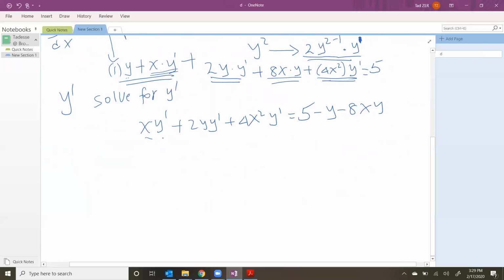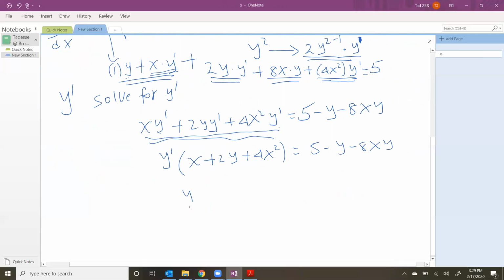Okay, good. Now I'll factor y prime because my objective is to solve for y prime. So it will be x plus 2y plus 4x squared, because I'm factoring y prime, equal to 5 minus y minus 8xy. So how do I get y prime? I will divide both sides by this guy here. So y prime will be 5 minus y minus 8xy divided by x plus 2y plus 4x squared.